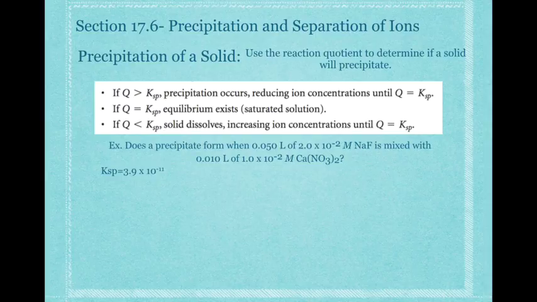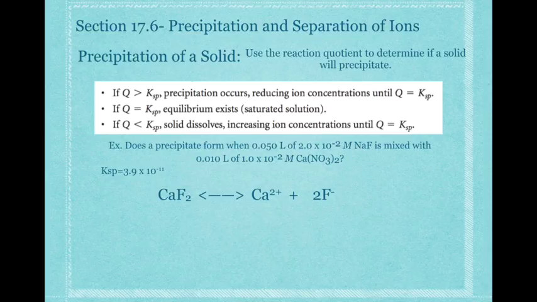So I'm going to write the dissociation equation for calcium fluoride. Calcium fluoride will break apart into calcium ions and fluoride ions. Now I can use the concentrations of each of the ions that I'm given in order to calculate my Q, my reaction quotient. Here's the only issue. I'm given a certain volume of sodium fluoride and its concentration, and then a specific volume of calcium nitrate and its concentration. However, when you mix these solutions together, that alters the concentration.